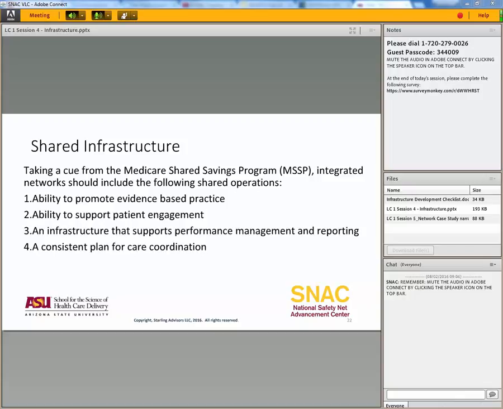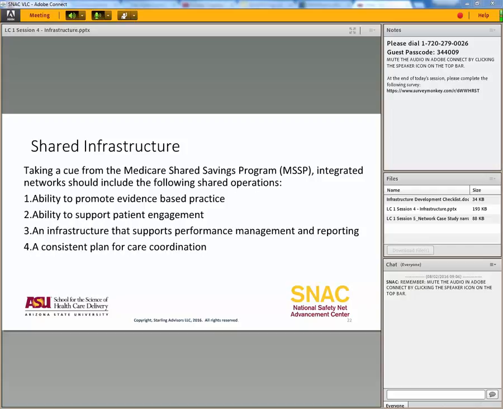Now, I want to talk a little bit about how this can vary because there is no one answer to how networks should address these needs, but networks should address each of these needs. Ability to promote evidence-based practice. Can the network demonstrate that it is effective in selecting evidence-based practices and helping its members adopt and implement those? But that can be everything from simply providing them to the organization to actually hosting electronic health record systems that enforce those evidence-based practices and guidelines.